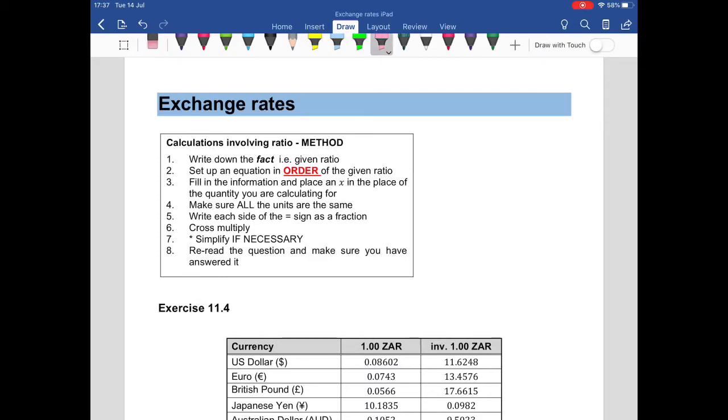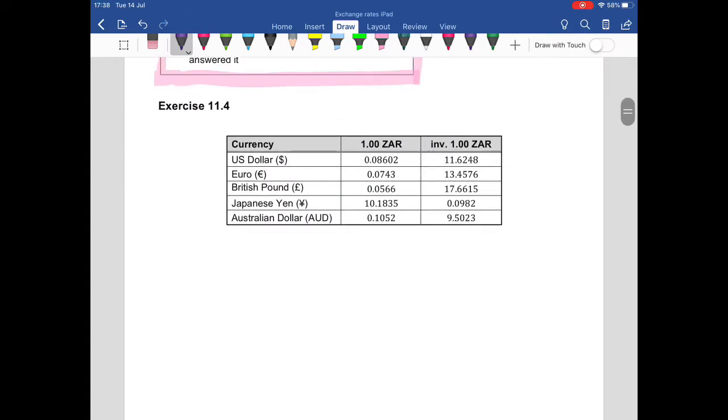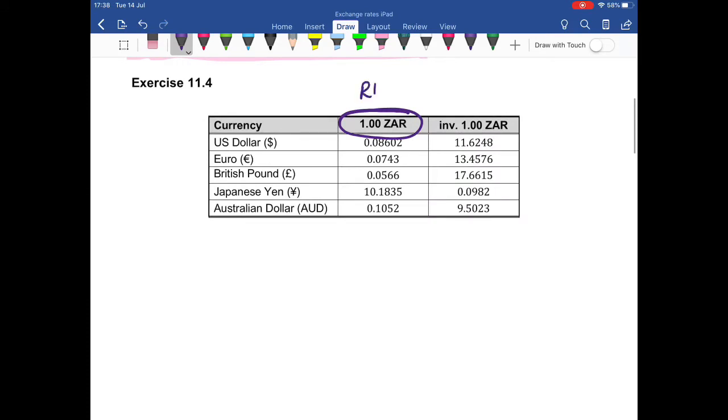Again, I'm going to say that this is the most important thing to learn. You can use it for more than just exchange rates, and I'm going to run through it when we deal with the exchange rates. So first of all, we get a currency table that looks like this, and on one side it says 1 ZAR, which means 1 rand will get you 0.08602 US dollars. The inverse means that if I have 1 US dollar, it is going to cost 11.6248 rand.